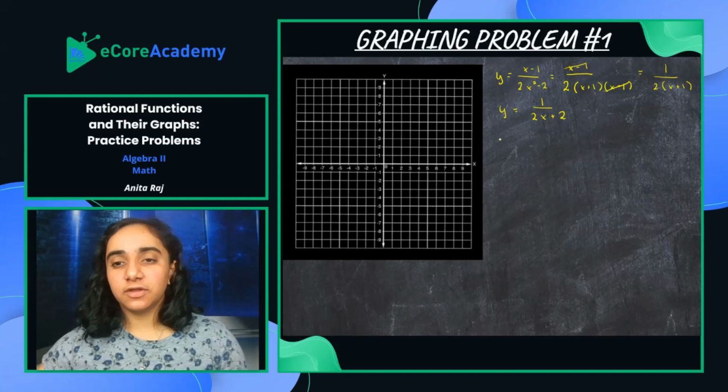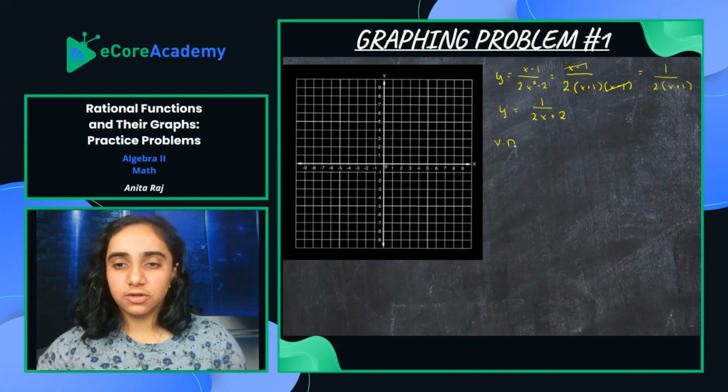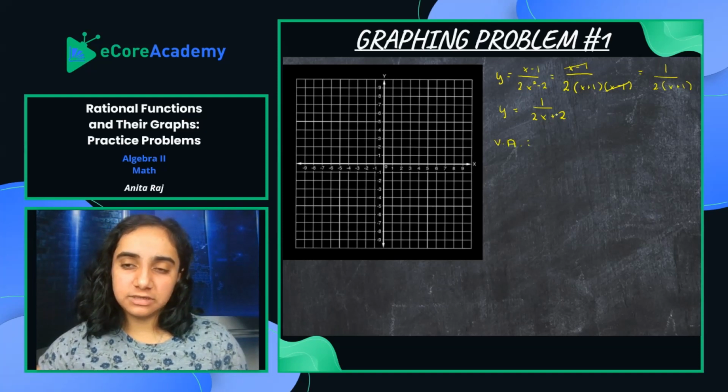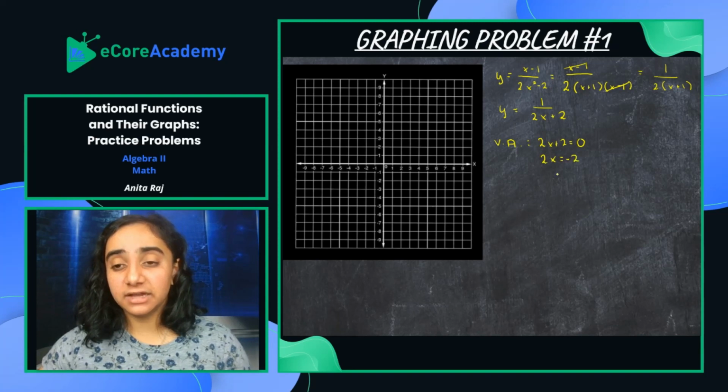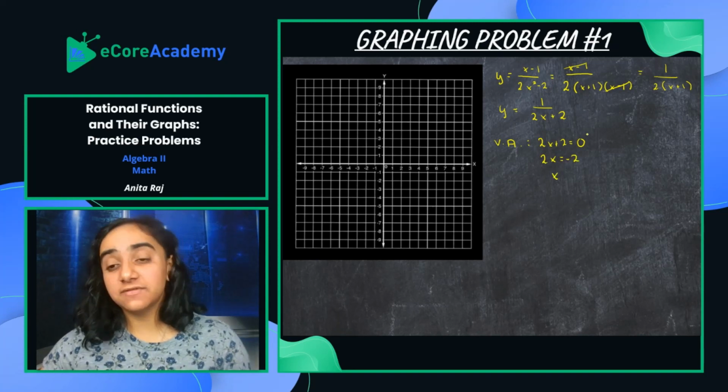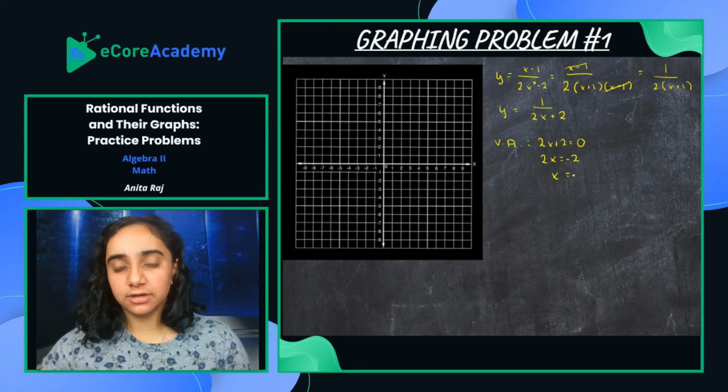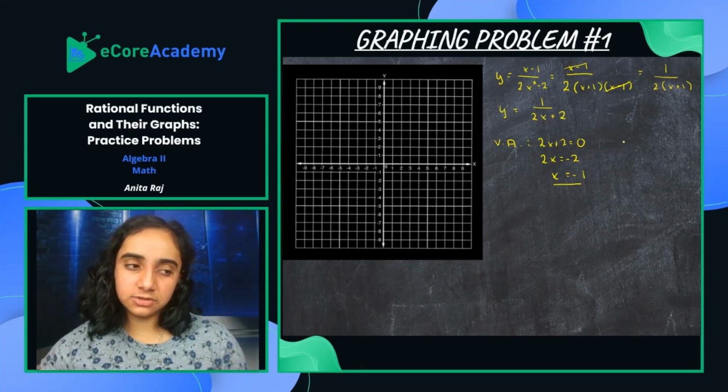Now we're going to find the vertical asymptote. The vertical asymptote is going to occur when we set the denominator equal to 0. So 2x plus 2, if we set it equal to 0, we'll find the vertical asymptote. We can subtract 2 from both sides, so we get 2x equals negative 2. And if we divide both sides by 2, we get x is equal to negative 1. And this is where the vertical asymptote occurs.